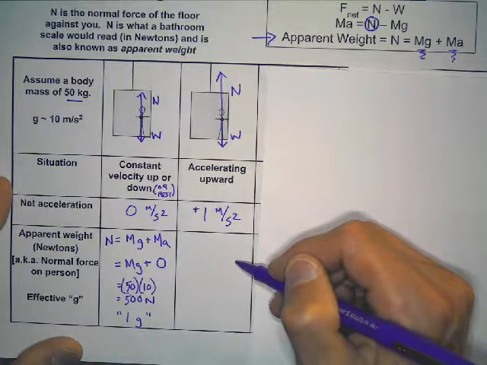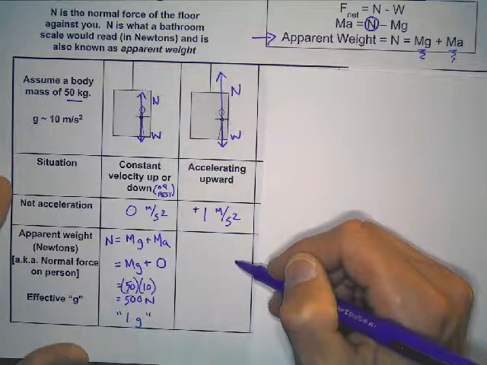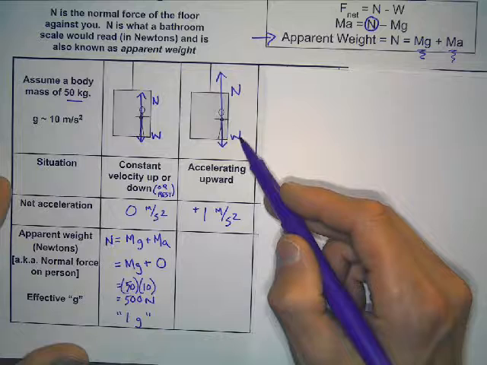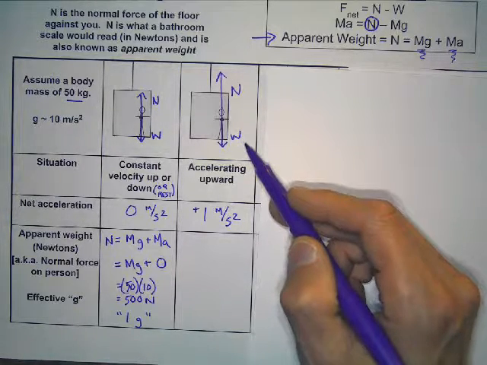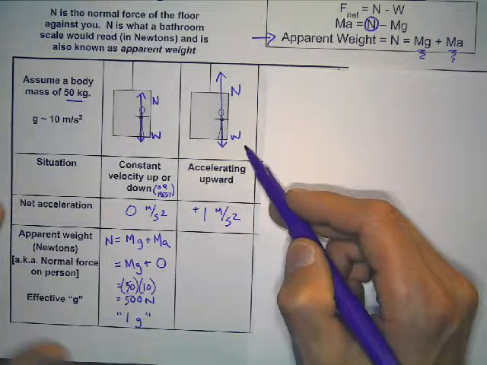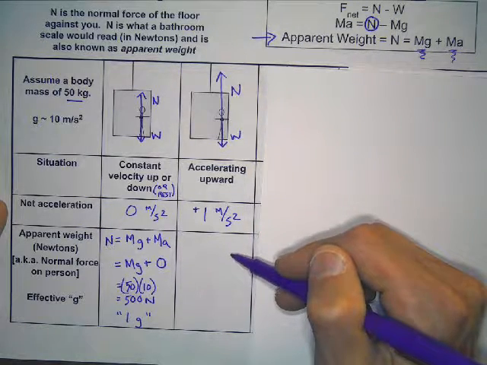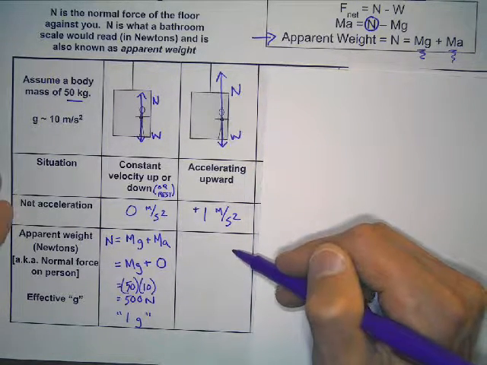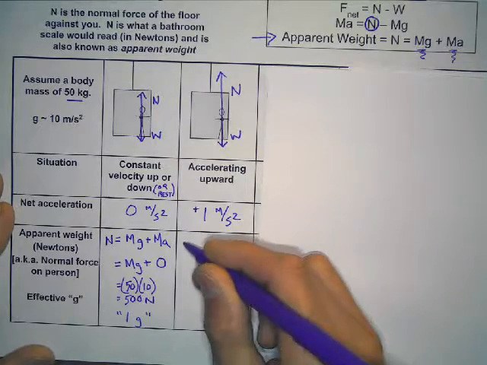Now, before we calculate your apparent weight, think about it. How do you feel when you're in a car which is accelerating upwards? You should feel a little bit heavier as it accelerates. Apparent weight, we would expect to get something which is going to be bigger than 500 newtons. So let's see what it works out to be.